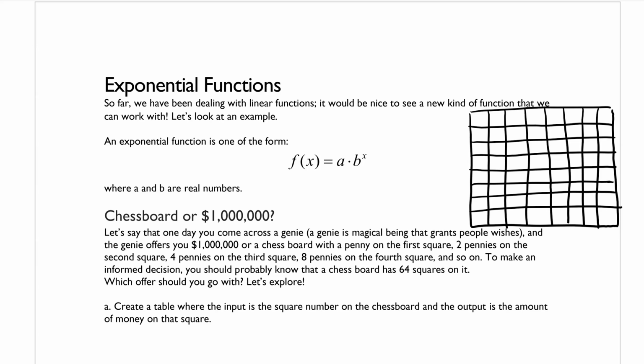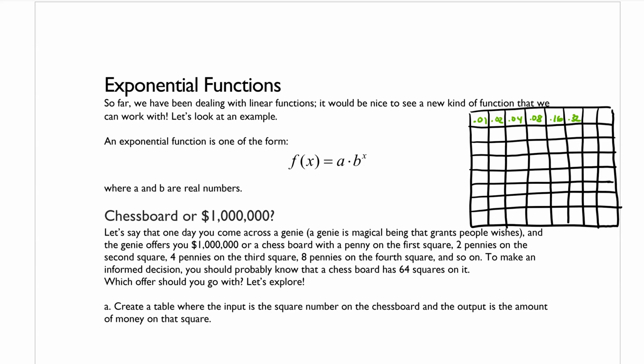And the question is asking, which offer should you go with? Let's explore our answer. So before we jump into part A, here's the scenario. Here's an example of a chessboard. On the first square, we would have 1 penny, so that'd be 0.01. And then on the second square, we'd have 0.02. On the next one, we'd have 0.04, 0.08, 0.16, 0.32 to represent 32 cents, and so on and so forth. And that pattern would continue on until the very last square.